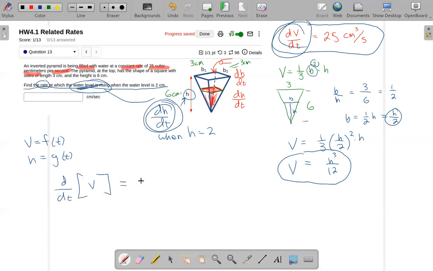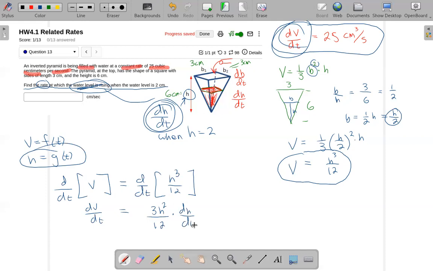differentiate on both sides. So I get the derivative with respect to time on both sides, and the derivative with respect to time of volume, that's just dV/dt, nothing much happening on that side. On the other side, the 1/12 is just hanging out because that is a multiple, right? 1/12. And then the h cubed has a derivative of 3h squared. But since h is a function of time, I have to multiply by its derivative, which I'm going to call dH/dt. And now I have a relationship relating the change in volume to the change in height.